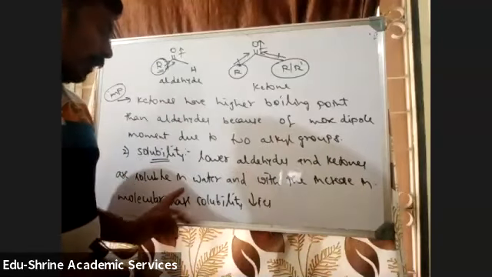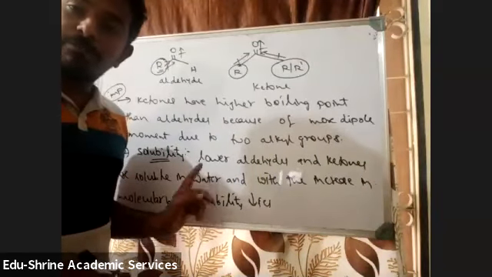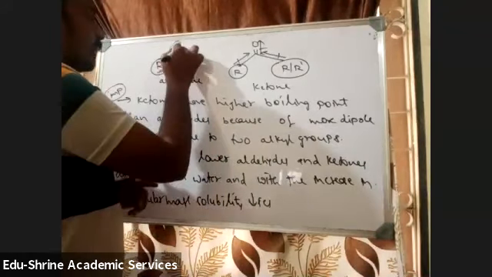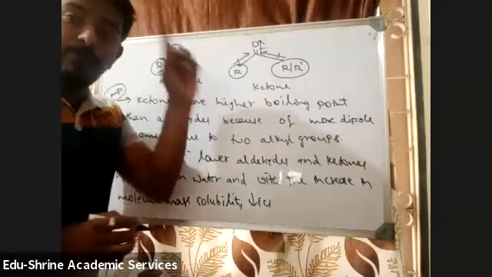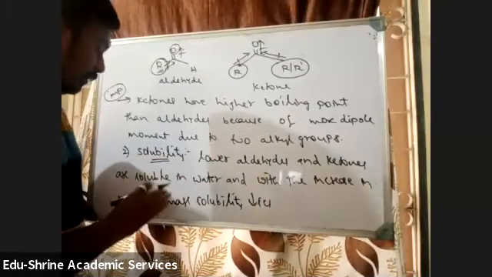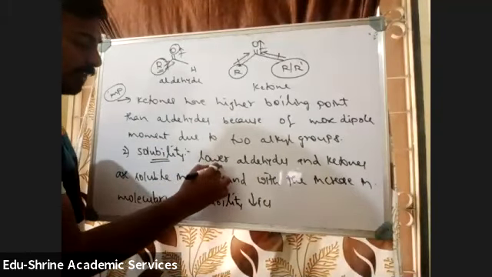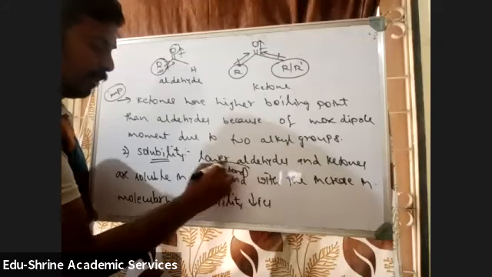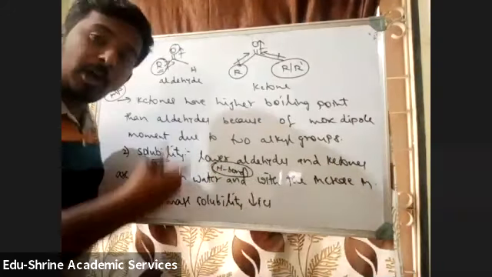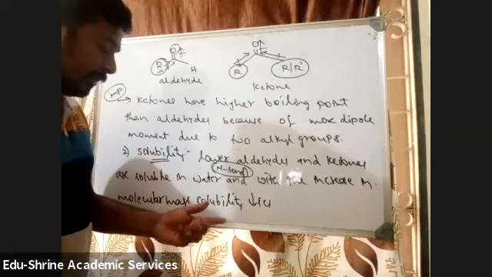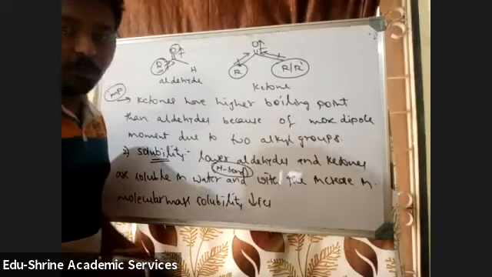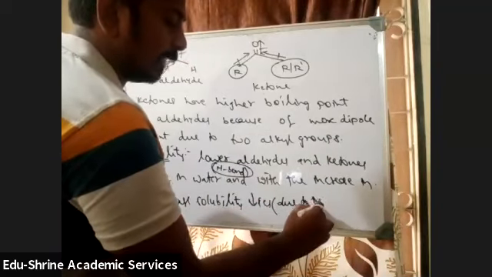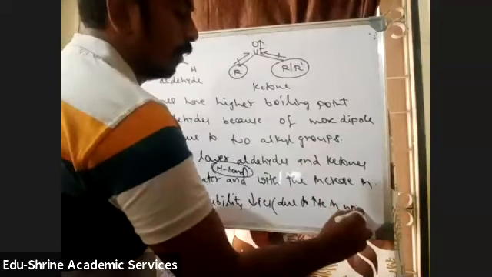So lower aldehydes and ketones are soluble in water because they have the ability to form hydrogen bonds, because oxygen is present here, no? So oxygen can be involved in the formation of hydrogen bonds. So they are soluble in water due to hydrogen bonding. And with the increase in molecular mass, what happens? The non-polar part increases. So with the increase in non-polar part, solubility decreases.